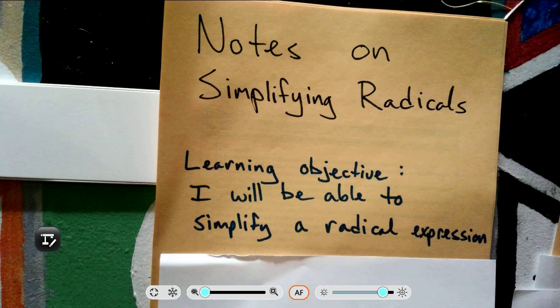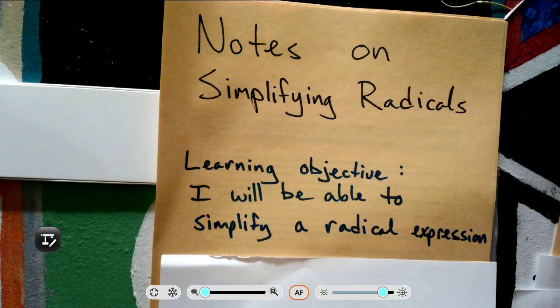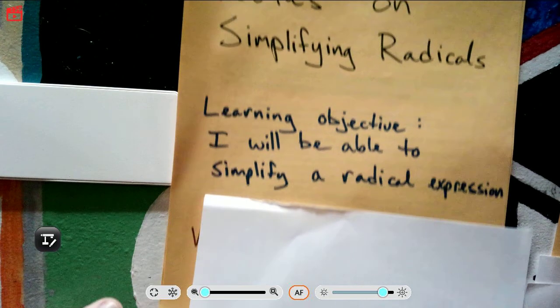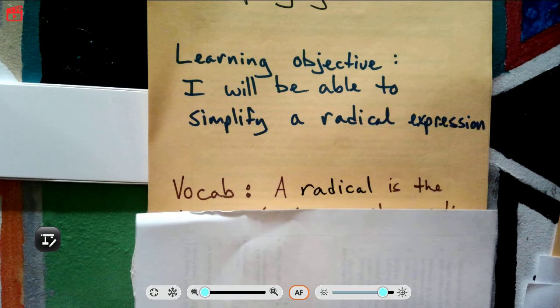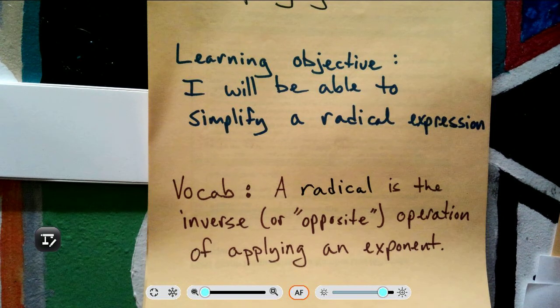The learning objective is quite simple. It is that I will be able to simplify radical expressions. Now, we're talking about radicals. You're probably not quite sure of the definition of that with regards to mathematics. So, here's the vocabulary. A radical is the inverse or opposite operation of applying an exponent. So if you need to write that down, hit pause.